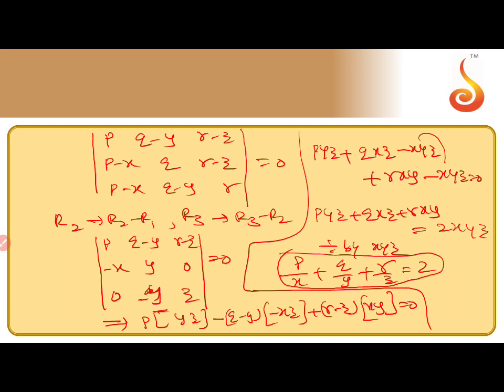You can divide by xyz on both sides to get the value of p/x + q/y + r/z equal to 2. 2 is the answer for this question. Clear? This is a calculation, but this is also a good question.